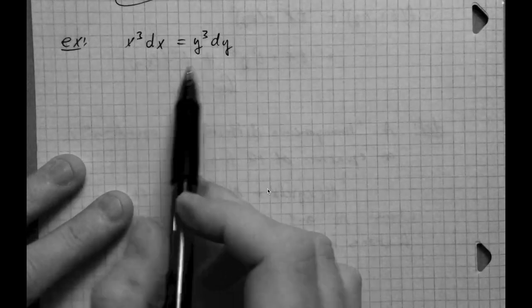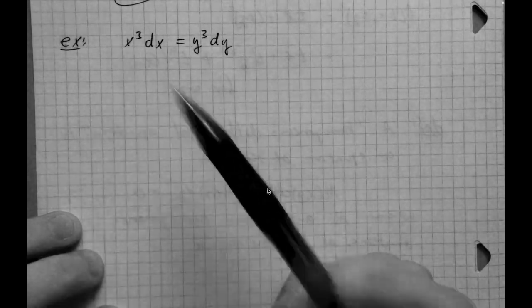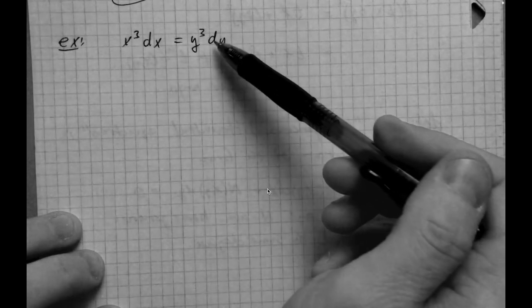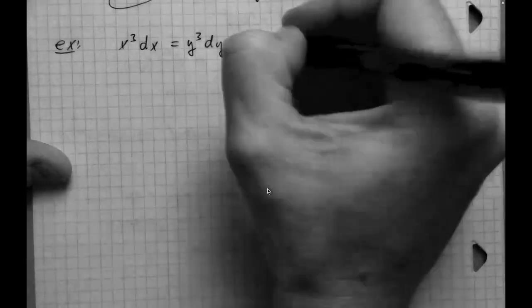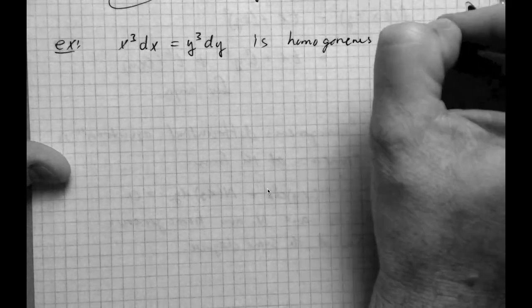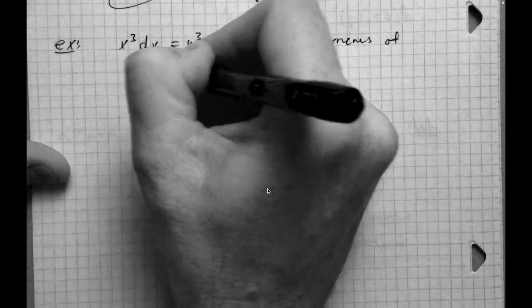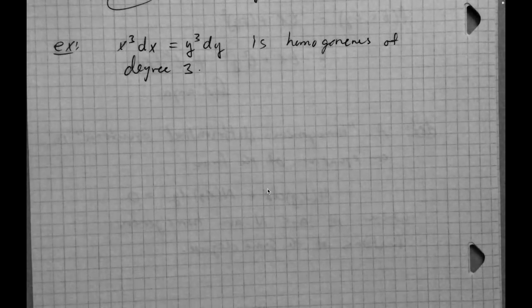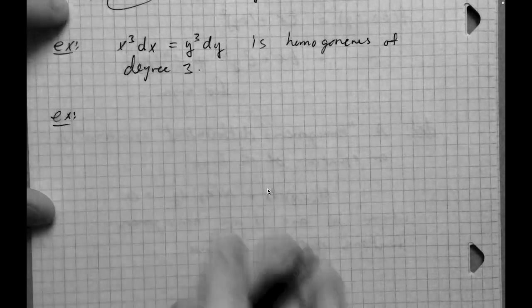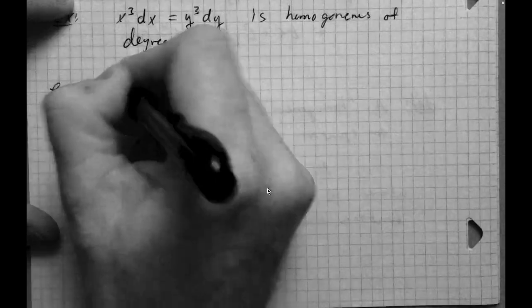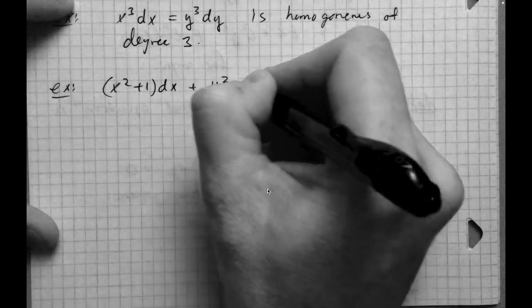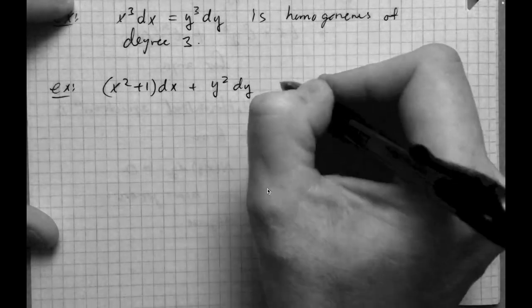Yeah, this one we can see, right? We can see for sure if we plug in a tx here and a ty here, then we're going to get a t cubed factor for both, aren't we? Yep. So this is homogeneous of degree 3. Perfect. Okay. What about this example? x squared plus 1 times dx plus y squared dy equals 0.